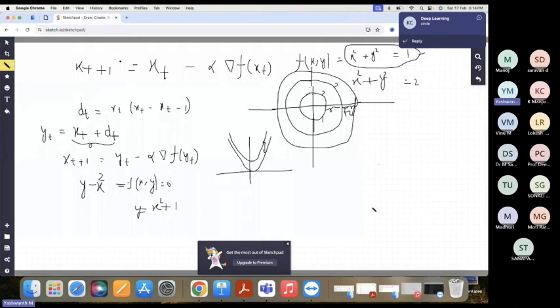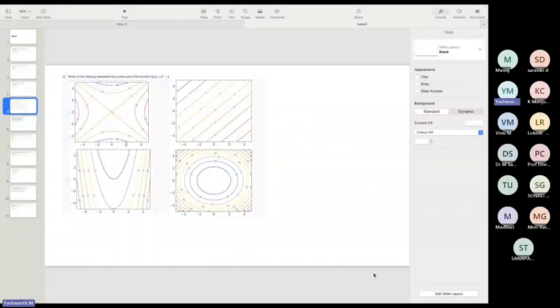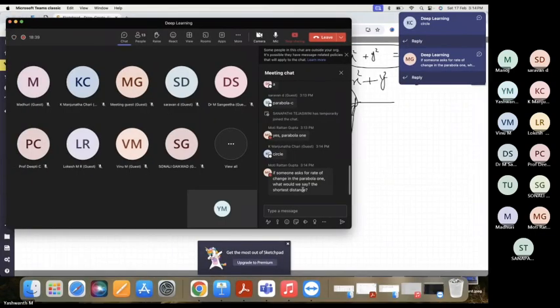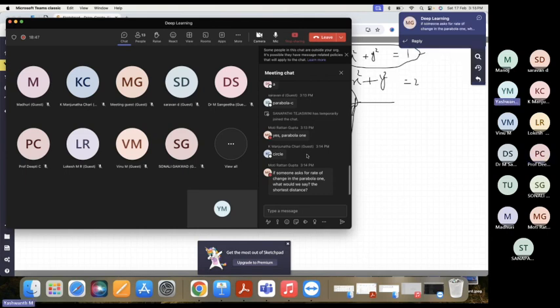Circle? No, it's not a circle. I mean, you can see, right? If someone... no, okay, it's not a circle. It's an ellipse. Someone asked about the rate of change in the parabola one.